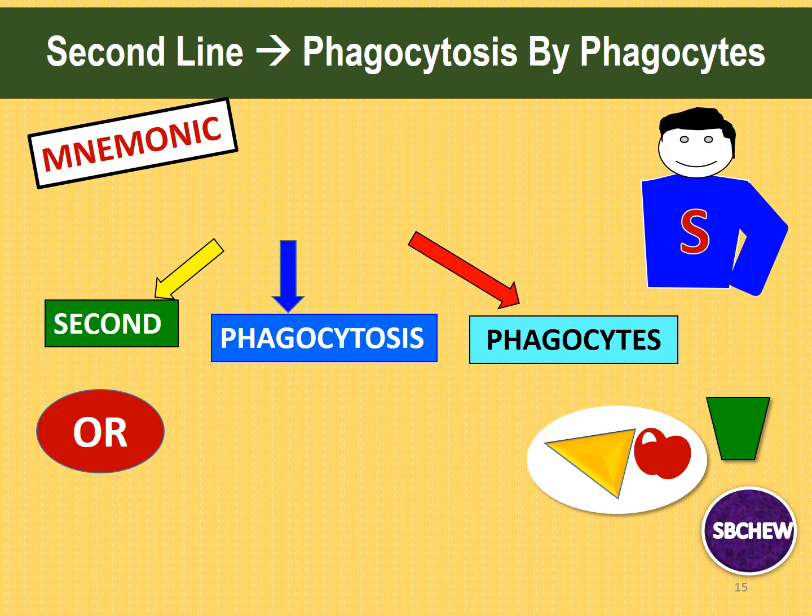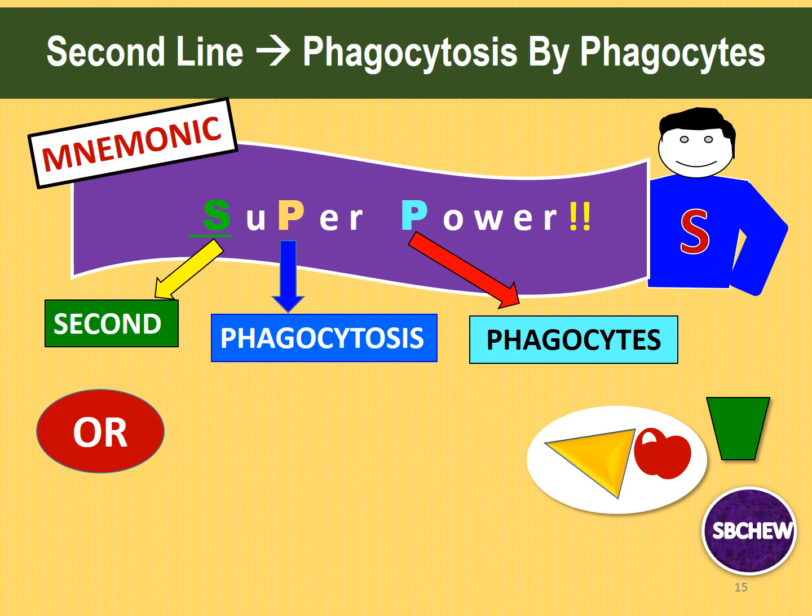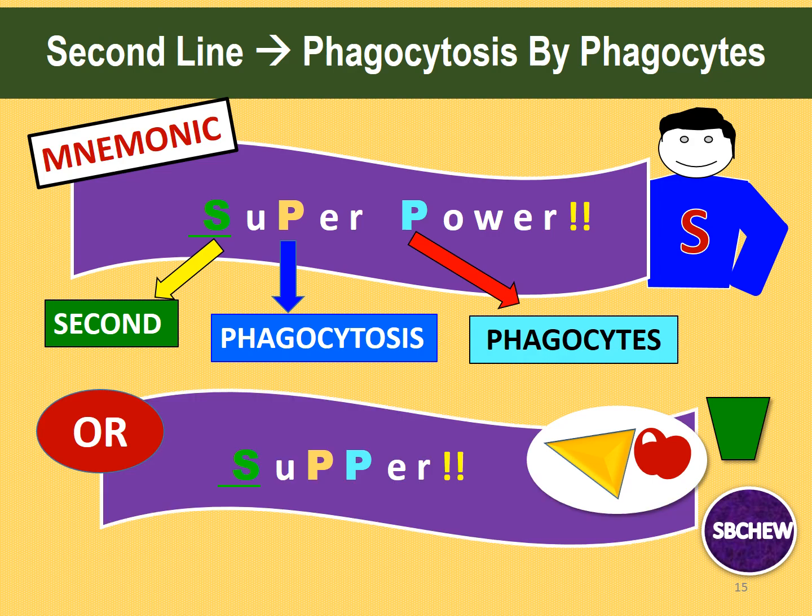Here's a mnemonic for the second line of defense, which is phagocytosis by phagocytes. Super power. S for second, P for phagocytosis, and the other P for phagocytes. Or a simpler mnemonic would be just supper. S-U-P-P-E-R.